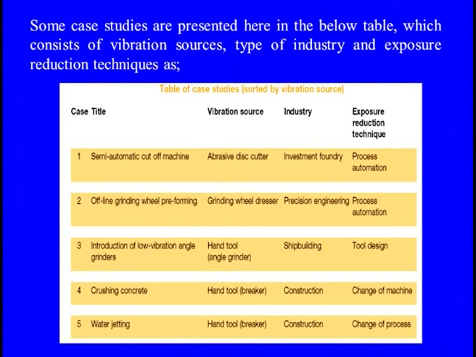The vibration source in that is straightaway the abrasive disc cutter. It is pretty common in various industries, the foundry and all these things, at the basic production level. And in this, the entire process of automation is directly affected, and this is what the exposure feature is.